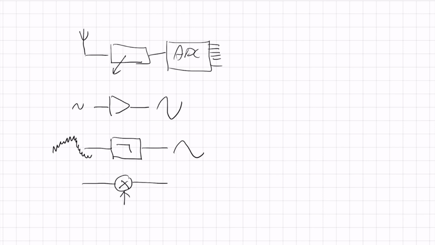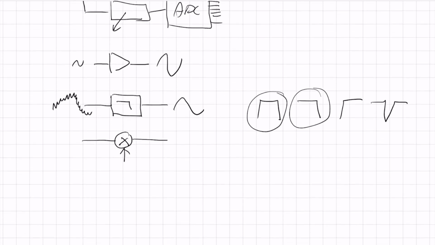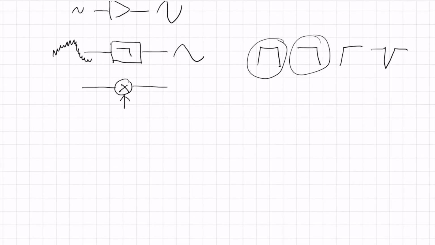So amplifiers are quite easy. Everybody knows amplifiers, I guess. Filters, well, we can have band pass filters, low pass filters, high pass filters, and band stop filters. Well, in radio receivers, most of the time we like band pass filters or low pass filters. And then the mixer is a bit of a strange circuit. But let's have a little look at this.